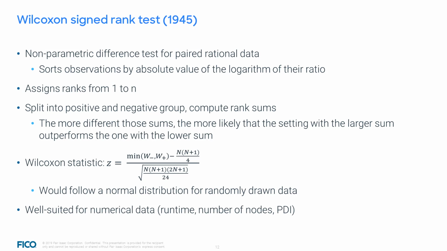The Wilcoxon signed-rank test splits the results into two groups depending on whether their ratio is larger or smaller than 1, hence whether the logarithm is positive or negative. It then takes the sums of the rank values of both sets. Loosely speaking, the more different those two sums are, the more likely it is that the one with the larger sum outperforms the one with the smaller sum. Again, a test statistic is computed, for which we know what the distribution would be for random data, and the p-values can be looked up from the statistic.